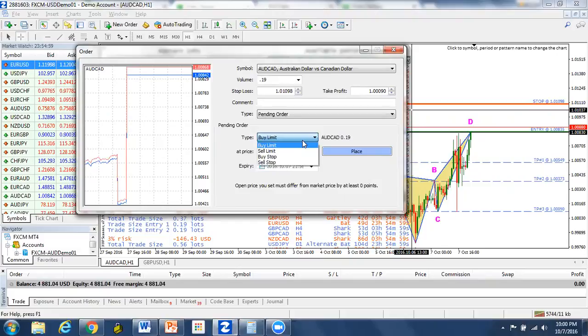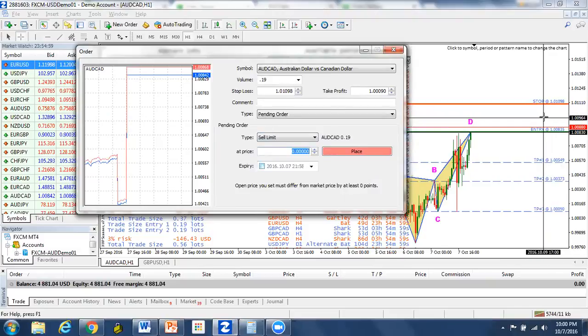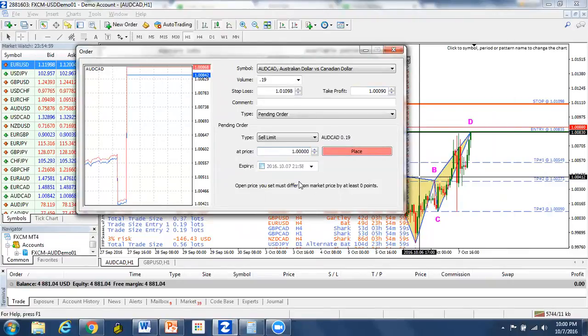Okay, a stop is for a continuation. What do I mean by that? All right, what I want to do in this case is place a sell limit, and like I was saying before, the price might be like 1.00964, something like that. 1.00964. Why would I do a sell limit?